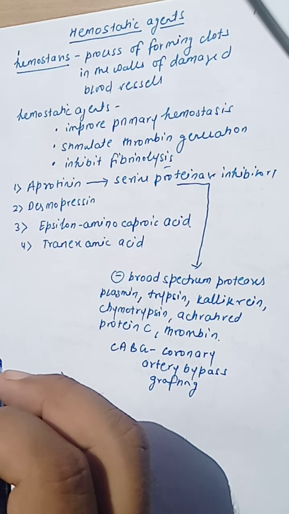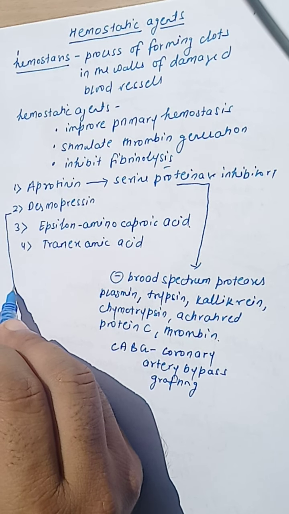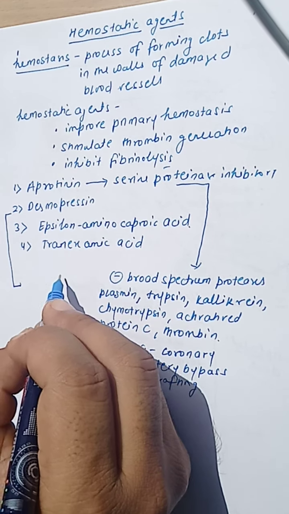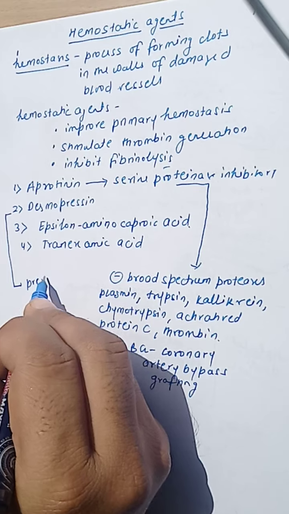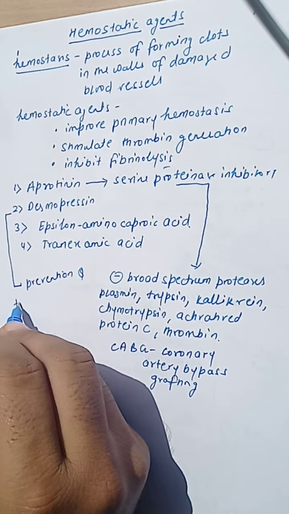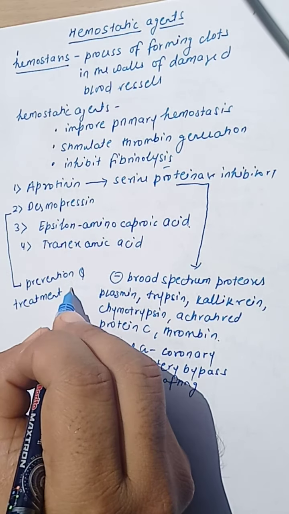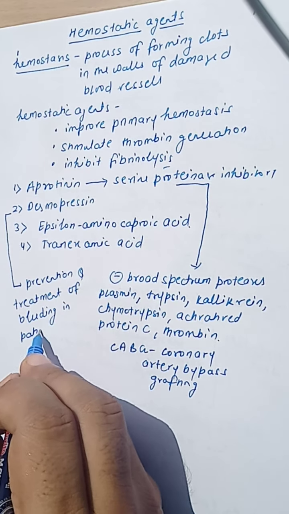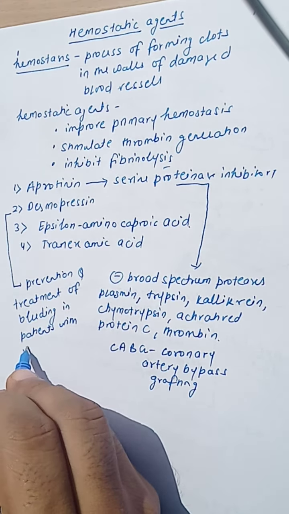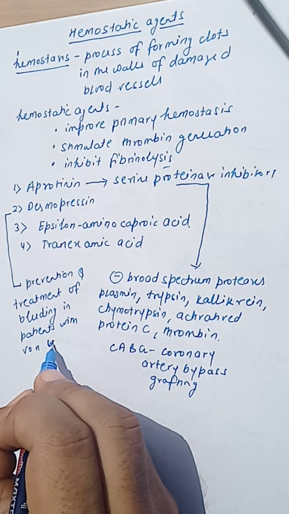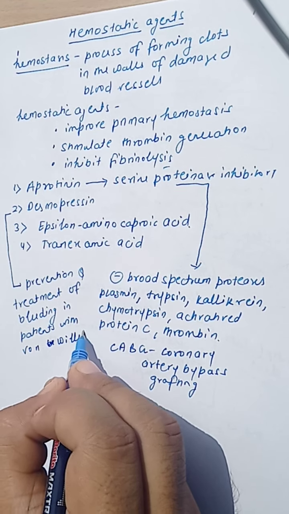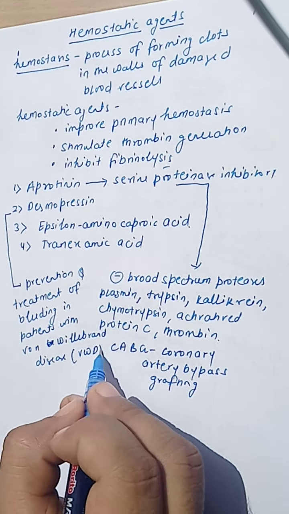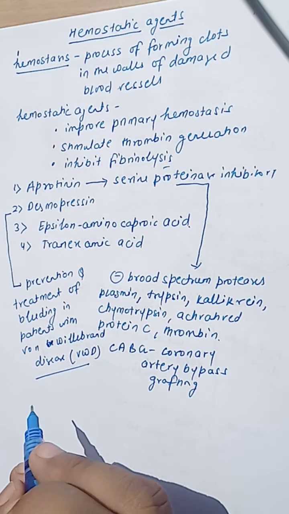Another drug is desmopressin. Desmopressin is used in prevention and treatment of bleeding, particularly in patients with von Willebrand disease, that is VWD, right? So this is useful in those patients.